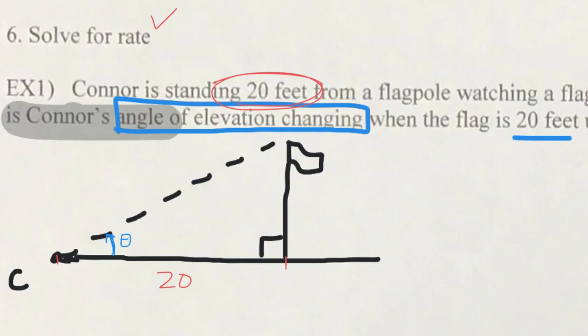The height of the flagpole, right? This is changing. The flag is going up. So what variable do we want to represent the height of the flagpole? H is fine. So this is our H. So H is changing, right?